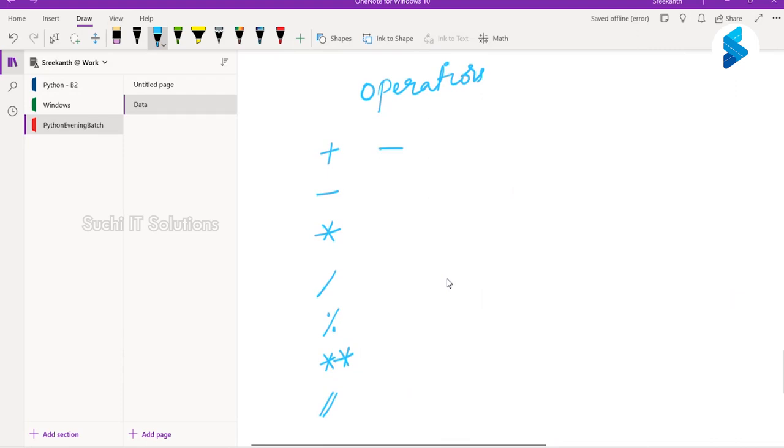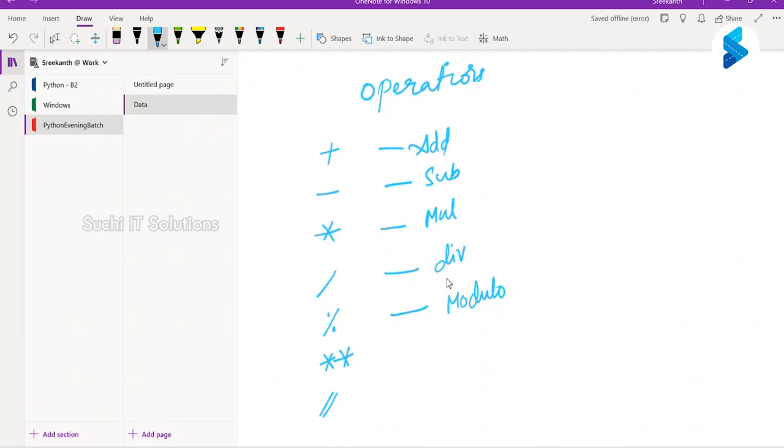Plus, we know it is for addition. Minus, we know it is for subtraction. Star, we know it is for multiplication. Slash, you know it is for division. Percentage is called the modulo operator.